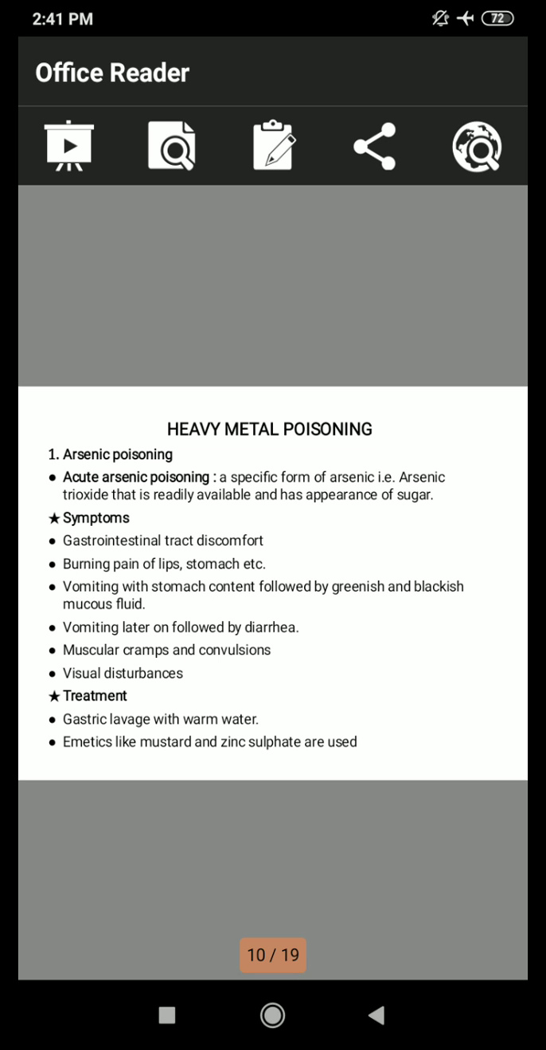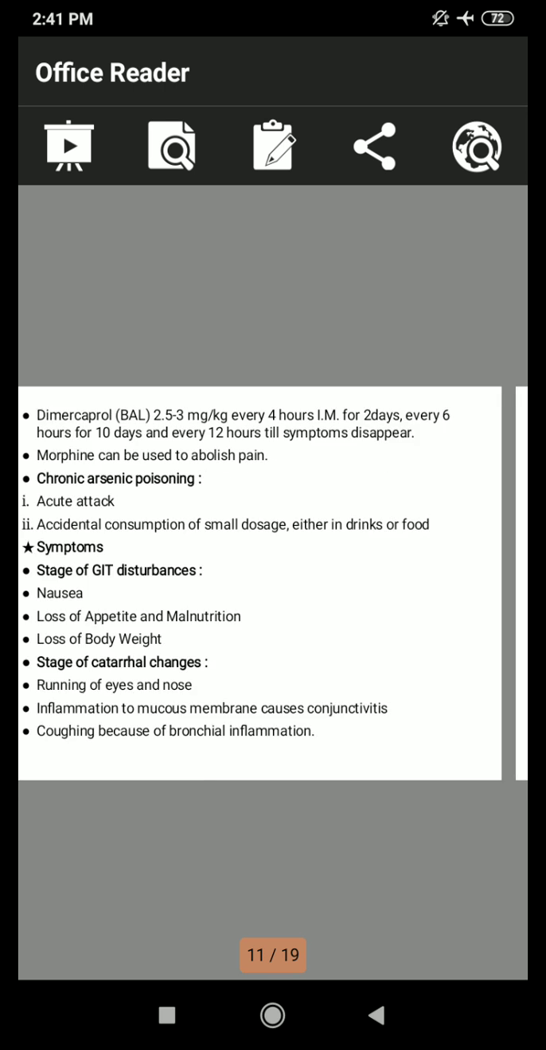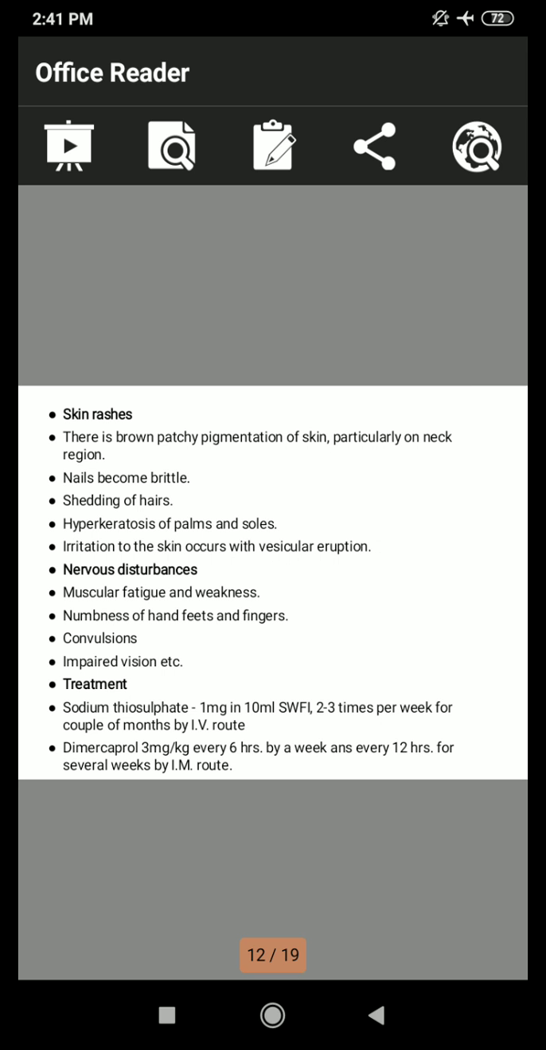Then running of eyes and nose. Then inflammation of mucous membrane causes conjunctivitis. Then coughing because of bronchial inflammation. Then skin rashes. There is brown patchy pigmentation of skin, particularly on the neck region. Then nails become brittle, with shedding of hair. Then hyperkeratosis of palms and soles. Then irritation of the skin occurs with vesicular eruption. These are the skin rashes.